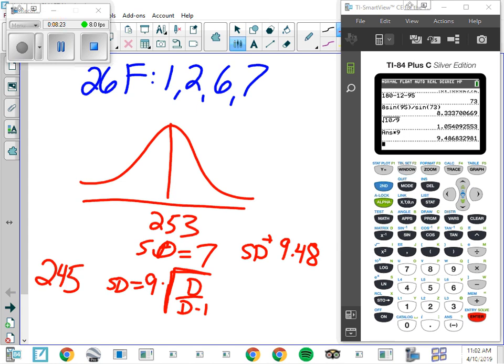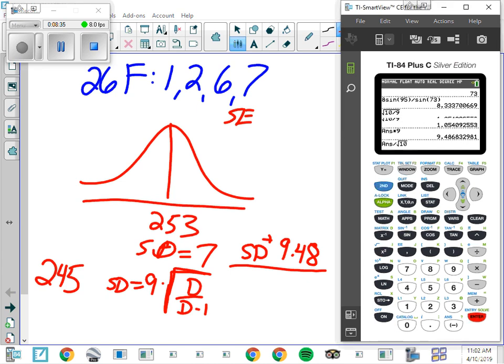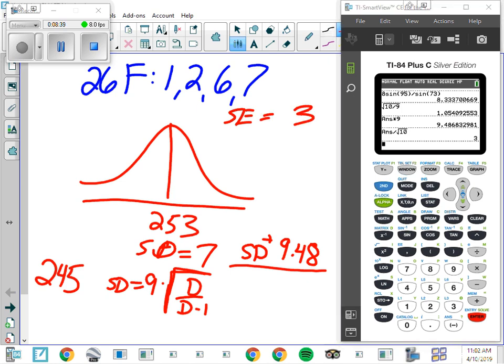So my SE average is going to take my SD plus and divide it by the square root of 10. So divide this by the square root of 10, and I get my SE is 3. Is that what you guys got? Yeah. Okay. Now what?